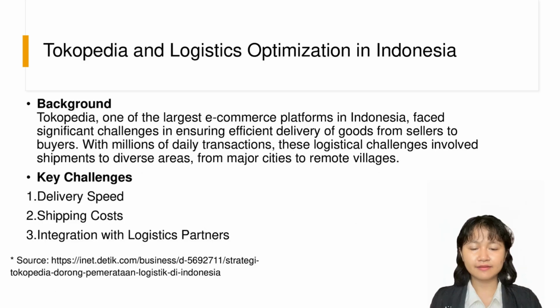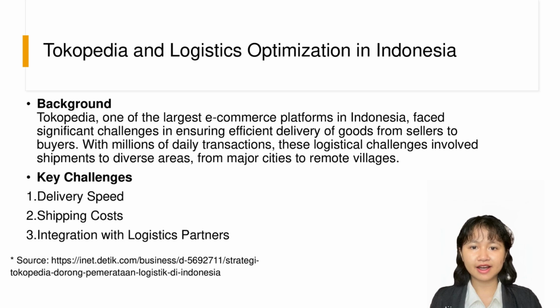For a case study, I will take an example of Tokopedia, a leading Indonesian e-commerce platform. It faced challenges ensuring efficient deliveries between sellers and buyers. With millions of daily transactions, these logistical challenges involved shipments to diverse areas, from major cities to remote villages. Key challenges. 1. Delivery speed.